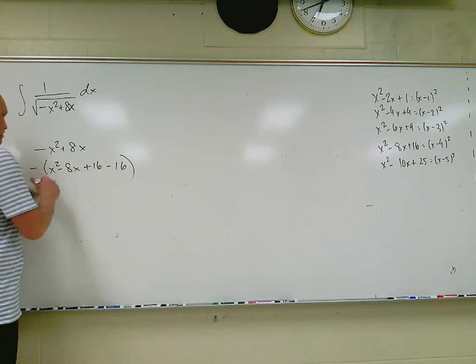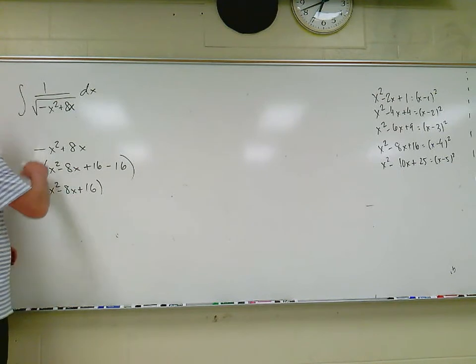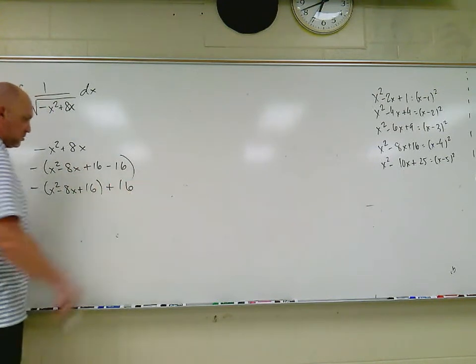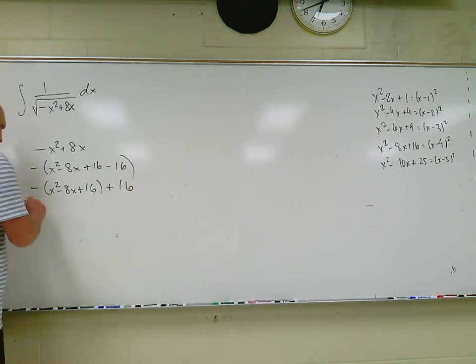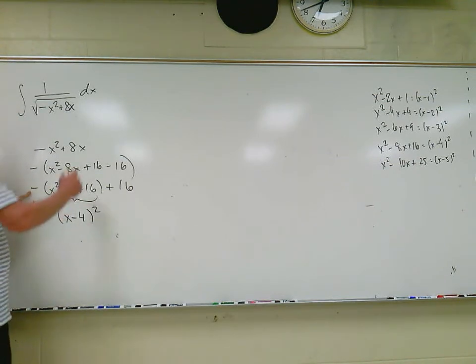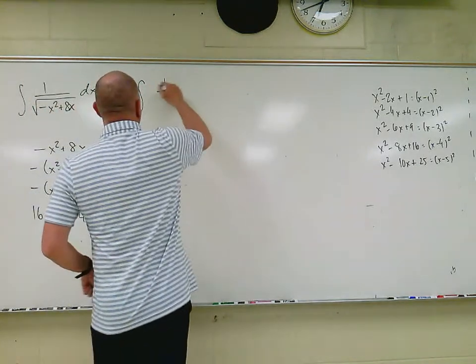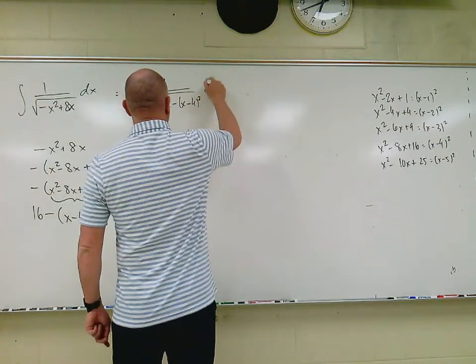Now I'll group the minus with the first 3, so that minus goes there, and then I'll distribute the minus to the negative 16 on the end. That gives me a plus 16. And then I can bring this 16 in front, and this changes to a perfect square trinomial, or it factors to x minus 4 squared. So now this becomes 16 times minus, see the minus is there, and this in here becomes x minus 4 quantity squared. So we get 1 over the square root of 16 minus x minus 4 quantity squared.